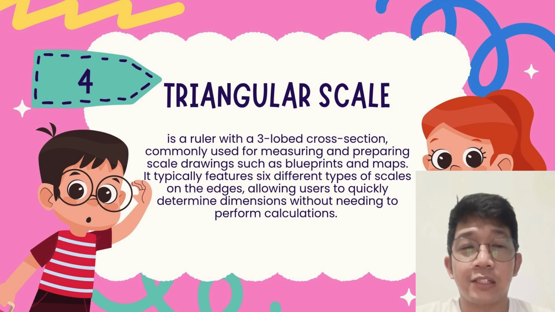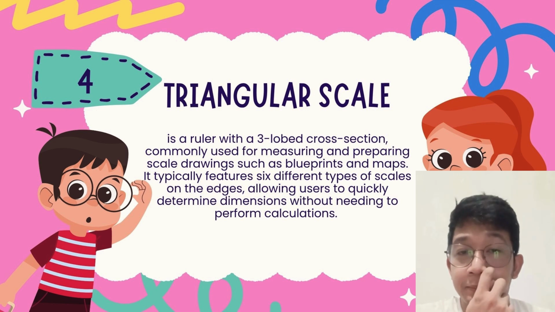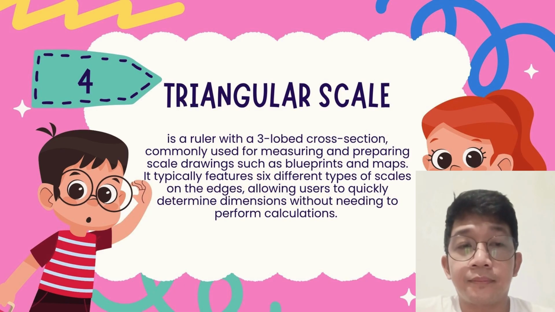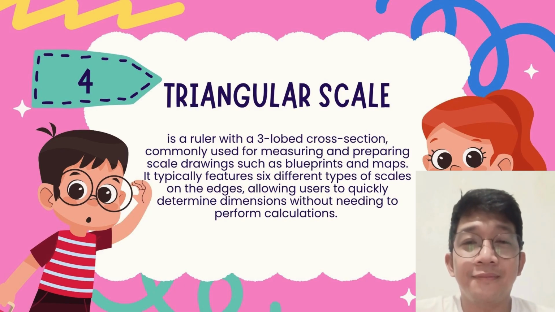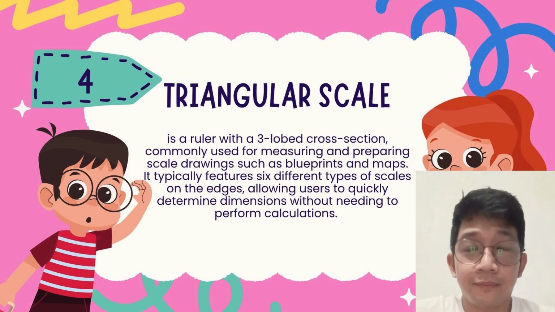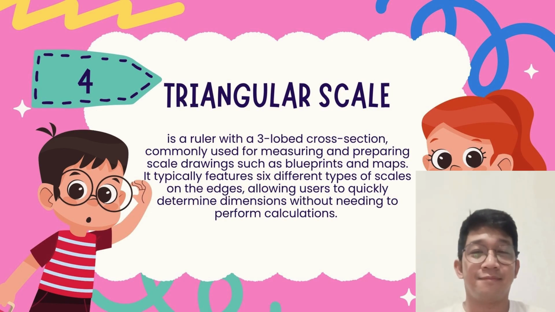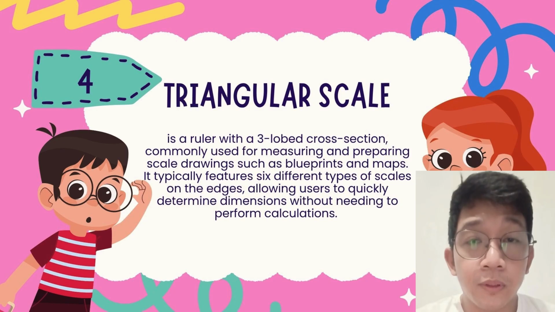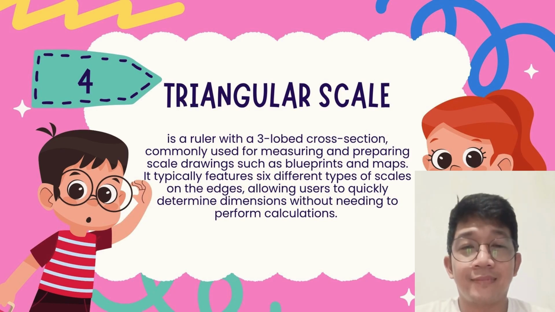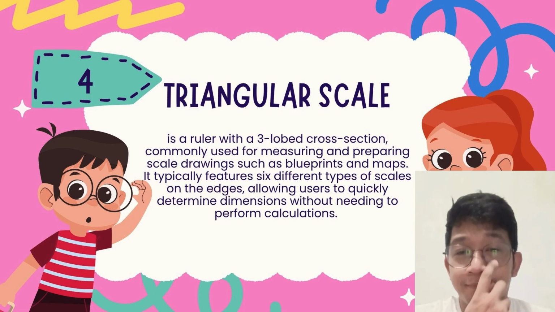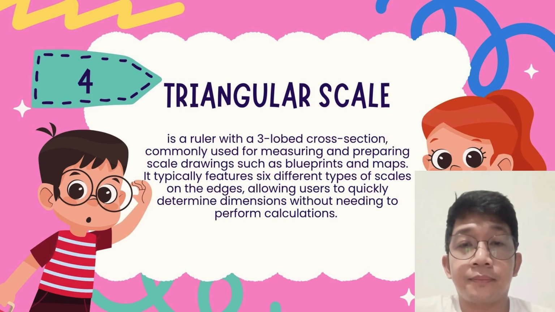Triangular scale is a ruler with a 3-lobed cross-section, commonly used for measuring and preparing scale drawings such as blueprints and maps. It typically features 6 different types of scales on the edges, allowing users to quickly determine dimensions without needing to perform calculations. Difference between triangular scale and triangular ruler. A triangular scale and a triangular ruler may look similar, but they serve different purposes.